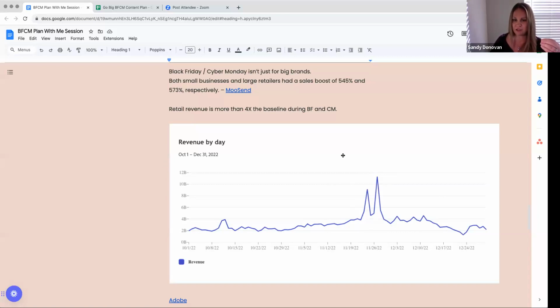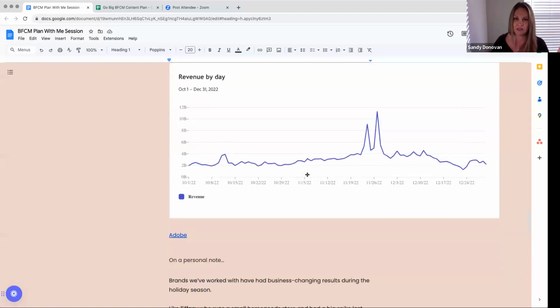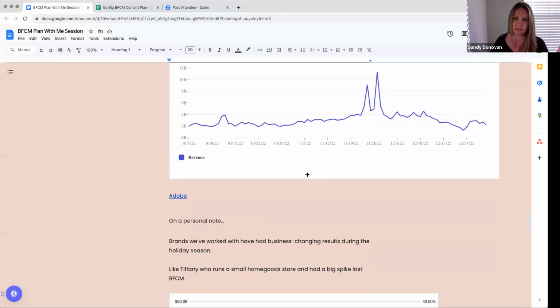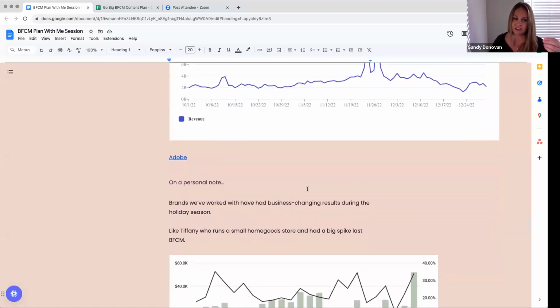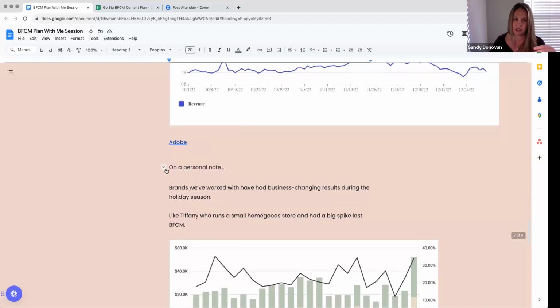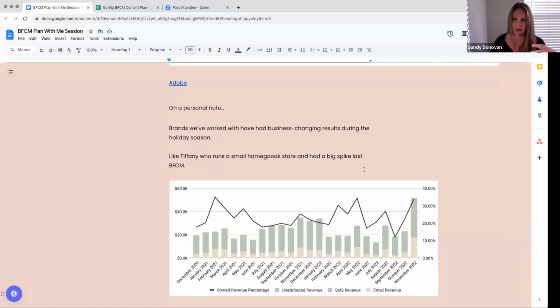But these are the numbers we usually see, right? Those big numbers. And if you run a small or medium-sized brand, sometimes it can feel as though you're not part of that. But I wanted to show you a few things that I collected from brands that we worked with last year. All of these brands are still with us, and we're going to run this plan, or a variation of it, again this year because they did so well last year.